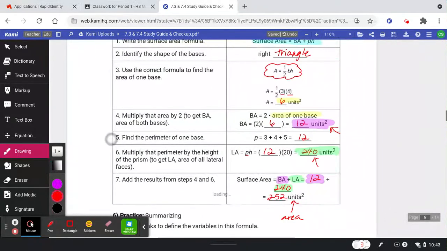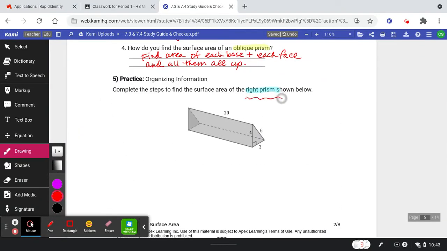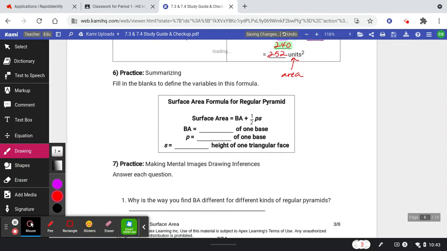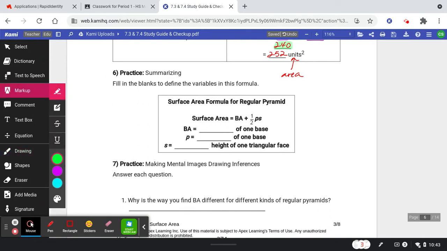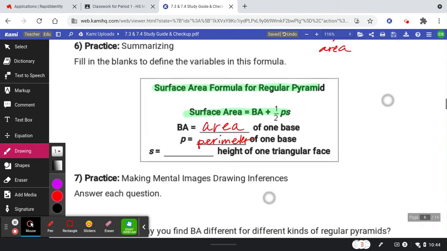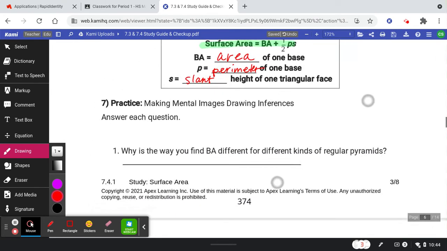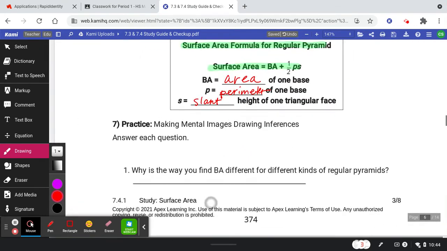Okay, that's doing a right prism. We're now going to go through this for a couple of other shapes. Let's go for a regular pyramid. Here's the formula for a regular pyramid. So BA stands for the area of one base. P stands for the perimeter of one base. And S is the slant height. That's something different here. Picture this little pyramid we're about to see.